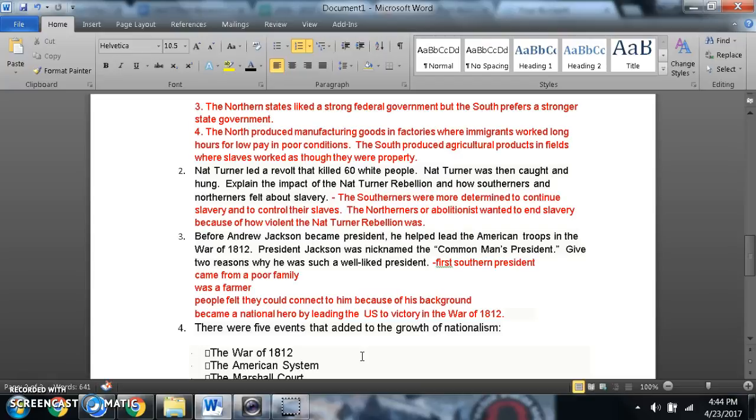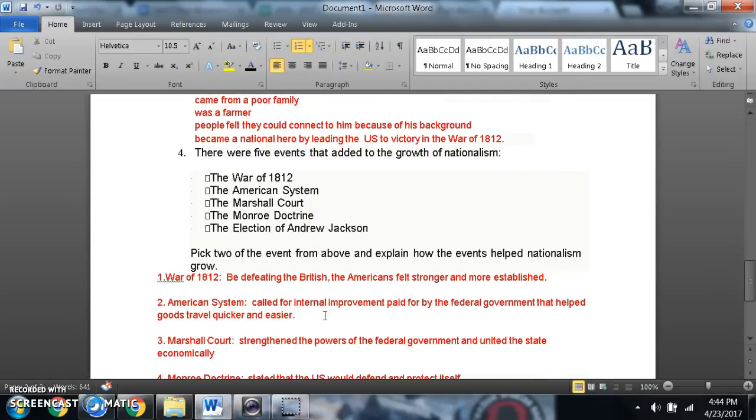Well, he's the first Southern president. He came from a poor family, so your lower class people felt like they could relate to him, or he could relate to them. He was a farmer, so obviously farmers liked him. People felt they could connect to him because of his background. And of course, he was a hero from the Battle of New Orleans, helping to lead the United States in the victory of the War of 1812.